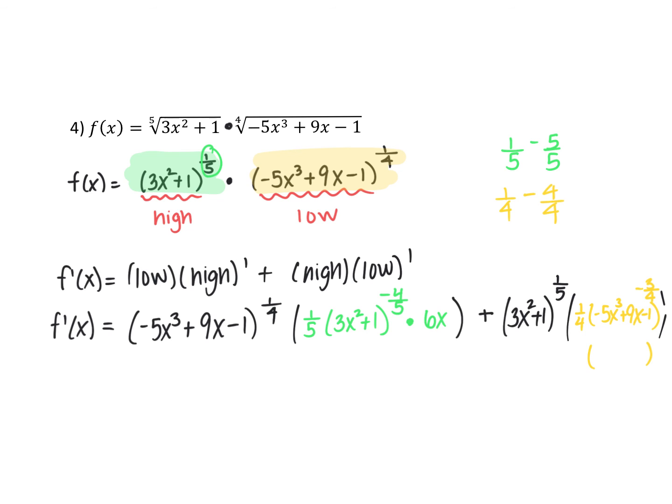The derivative of negative 5x to the third is negative 15x squared. And the derivative of 9x is just 9. And the derivative of a constant is 0. So ugly, but all of this is your final answer. And don't worry, we'll go over this tomorrow in class.